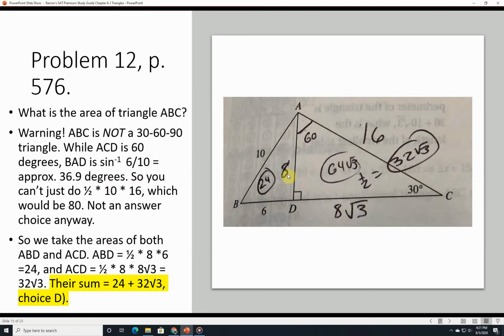This is 6 times 8 divided by 2, so that's just going to be 48 divided by 2. That's 24. And this is going to be 8 root 3, so fine, we can multiply that by half. So that's going to be 4 root 3 times 8, so that's going to be 32 root 3. So fine, we end up with 24 plus 32 root 3, which is choice D.